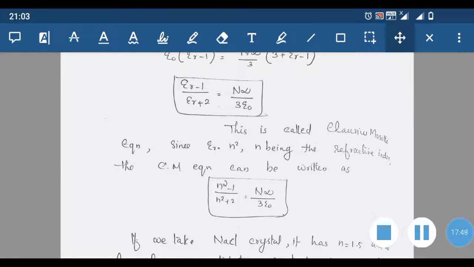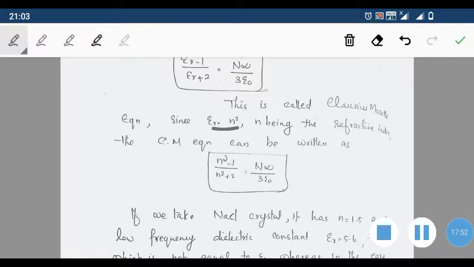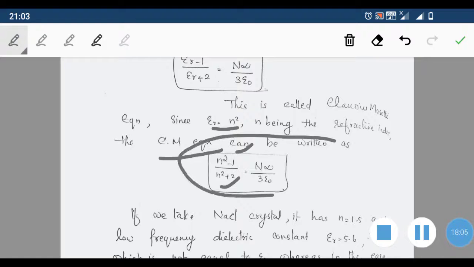And since epsilon r is equal to n square, the refractive index of the substance, this Clausius-Mossotti equation can also be expressed as n square minus 1 divided by n square plus 2 is equal to N alpha divided by 3 epsilon 0. So this is the Clausius-Mossotti equation in the case of dielectrics. Okay, so here we can stop the first video of this dielectric.